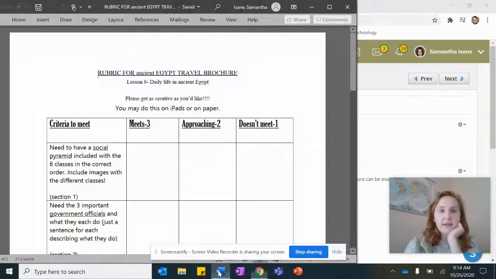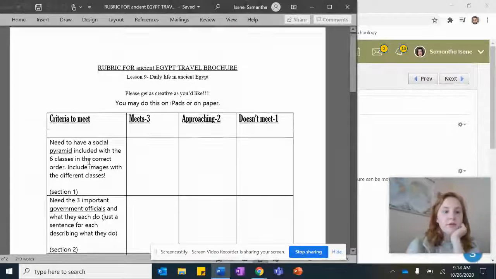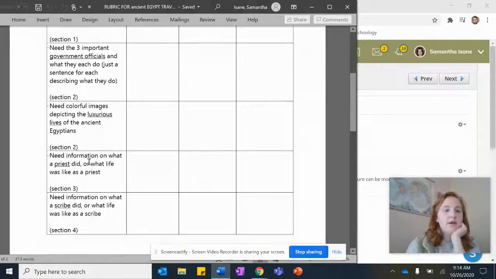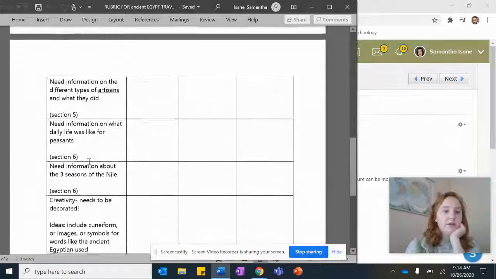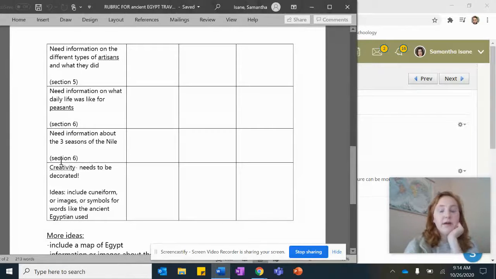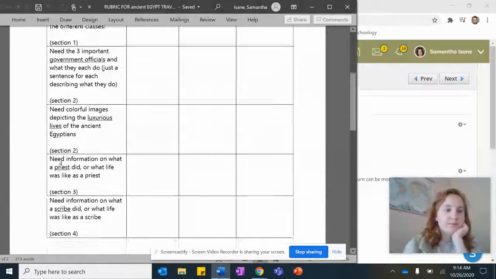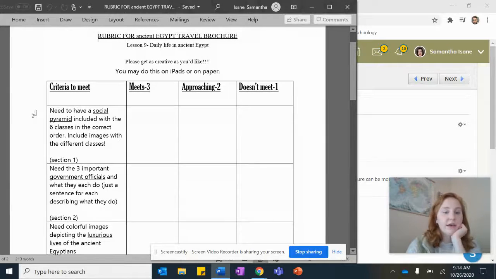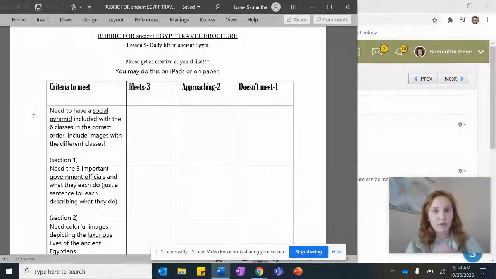So the rubric states everything you need on your travel brochure, okay? There are 8 things you need on your brochure. The first thing you need is a social pyramid included with the 6 classes in the correct order. And if you watch the video or if you read, which you do have to read, you will know what that social pyramid is. And at the bottom I have which section it is in. It is in section 1.